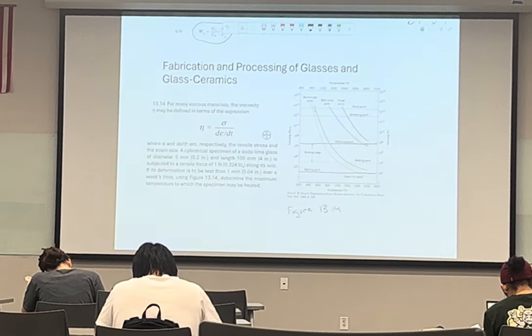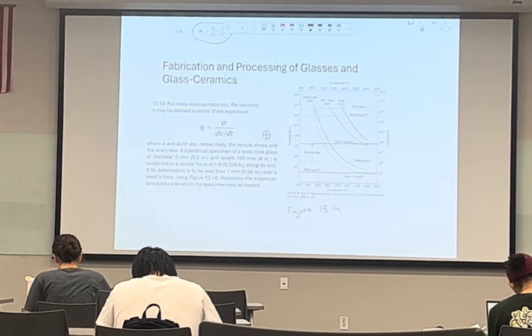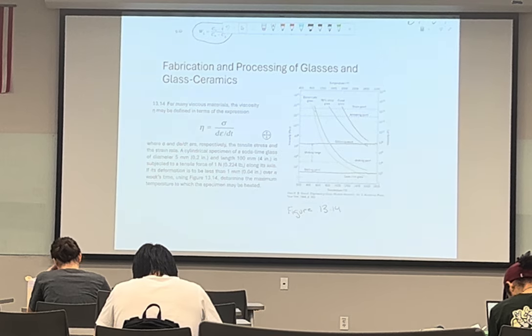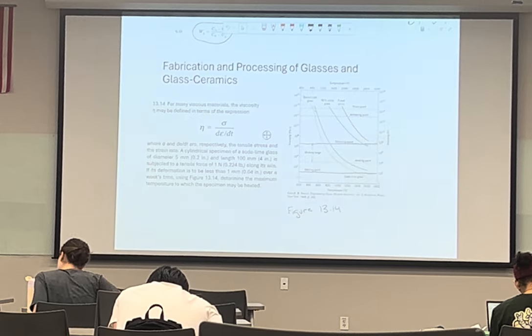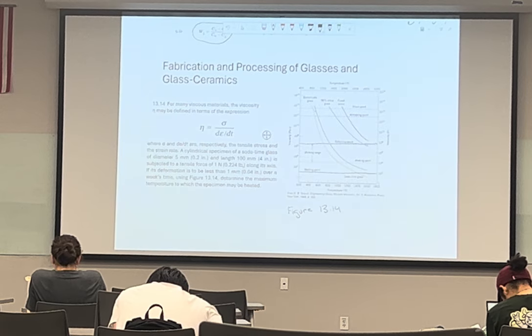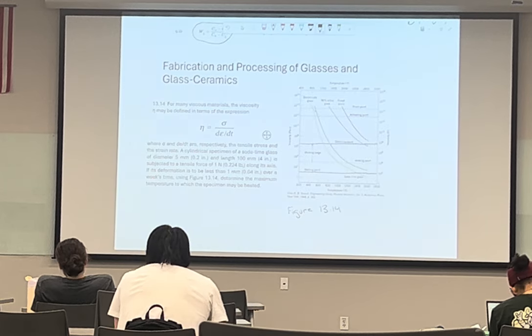Where sigma and dE dt are respectively the tensile stress and the strain rate. And then they tell us about a cylindrical specimen of soda lime glass with a diameter of 5 millimeters and a length of 100 millimeters. They're going to subject it to a tensile force of just 1 newton along its axis. They want its deformation to be less than 1 millimeter over a week's time. And using this figure, they want us to determine the max temperature to which the specimen may be heated.